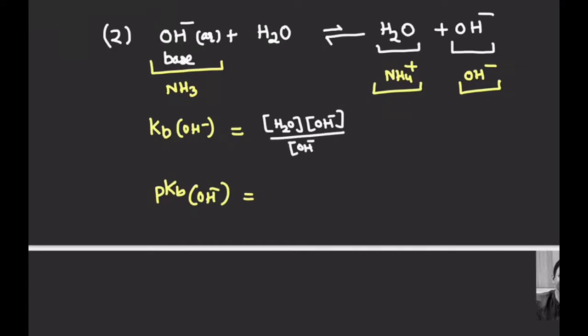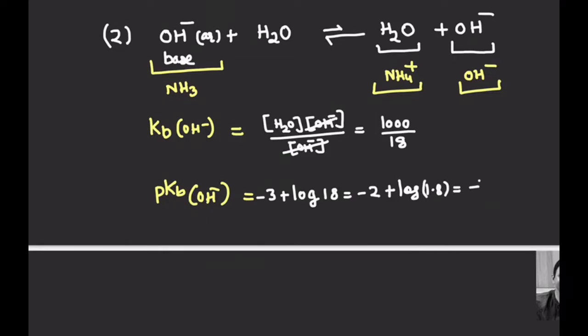OH minus in numerator and denominator will cancel out, so we can write that Kb of OH minus is the concentration of water. At room temperature, if the density of water is considered to be 1 gram per ml, this value is equal to 1000 by 18. If we take minus log on both sides, minus log Kb is pKb, which is equal to 3 minus log 18. On further simplification, this value is equal to minus 3 plus log 18, which is minus 2 plus log 1.8, and further simplified, this value is equal to minus 1.74. So we can say pKb of OH minus is minus 1.74.